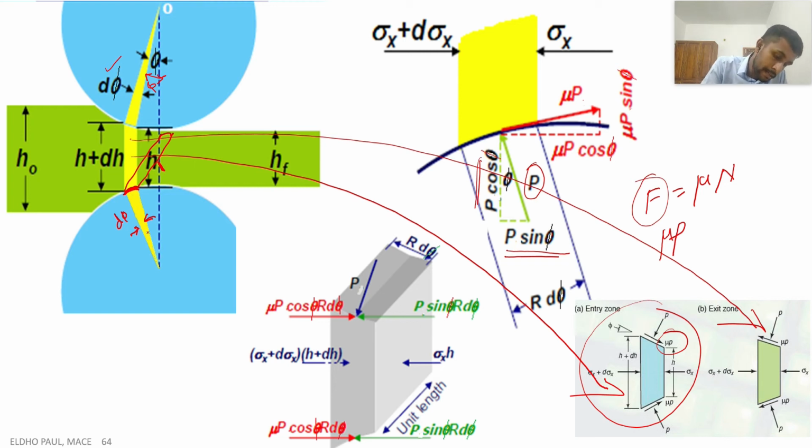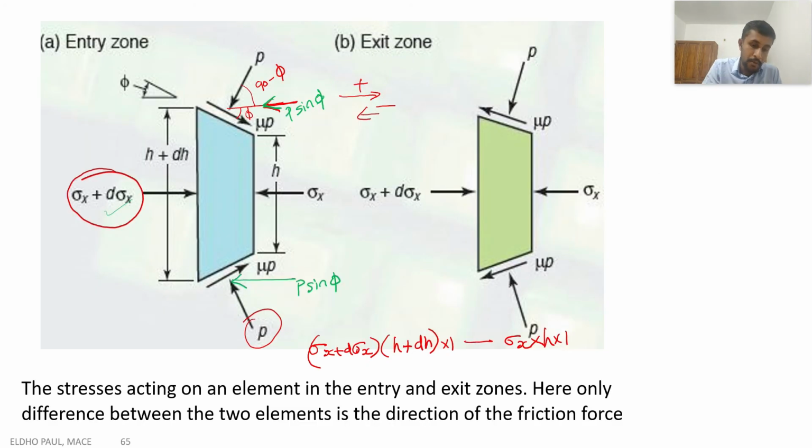And we know this radius is r. The radius of this roller is r. So we know that the arc length is r d phi. So the total area of the strip where P is acting is r d phi into 1, because the width of this strip is equal to 1. So we can convert this component of pressure acting horizontally, P sin phi, into force by multiplying with r d phi into 1. Similarly, this also can be converted, P r d phi into 1. So this will be a force.